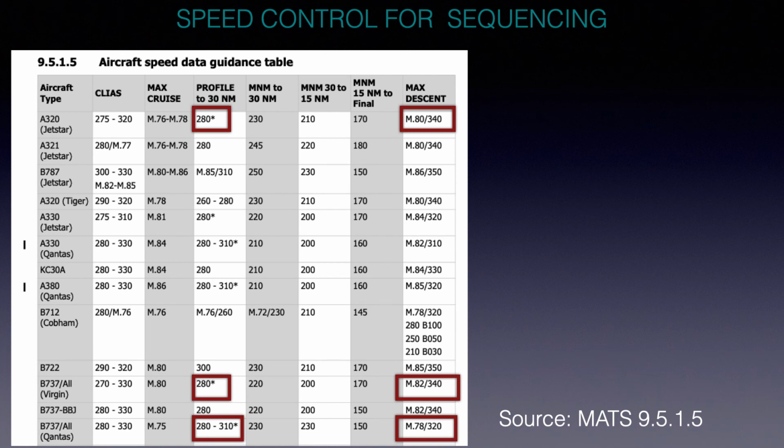On the extreme right-hand column where it says maximum descent, you've got Mach 0.8 and /340. In other words, that's 340 indicated. So if you're a Jetstar Airbus 320 pilot, your maximum descent is 340 knots. And you can see down that whole column there, down the bottom where you've got the Virgin and the Qantas, roughly around about that 300 odd knots.